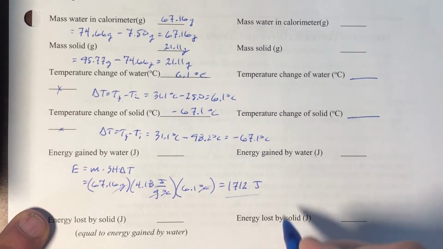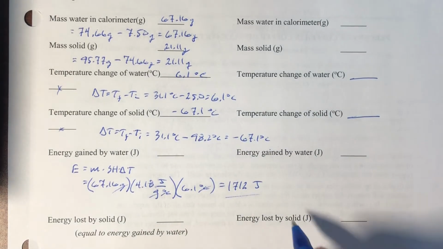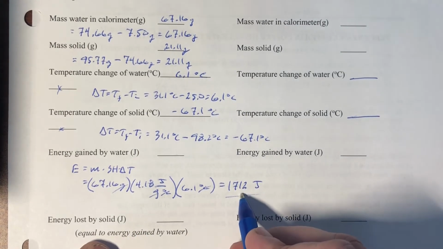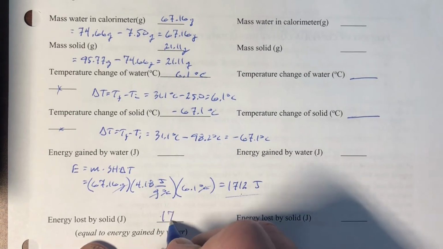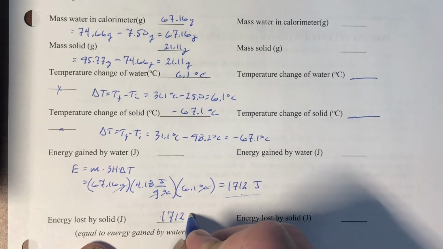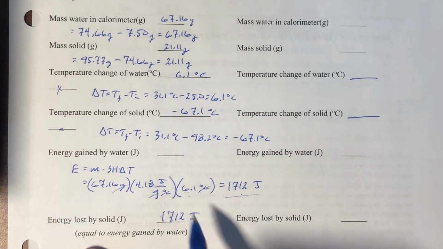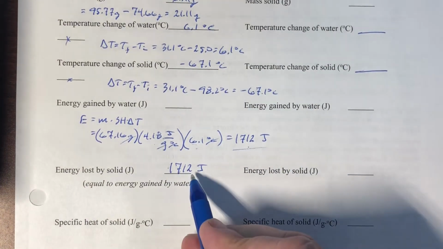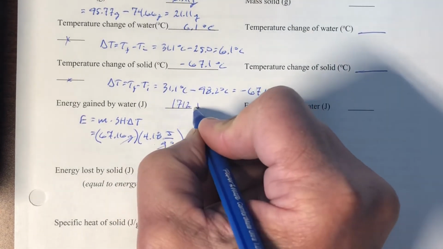All right, so that's how much energy was lost by the water when we added the hot metal to it. We don't calculate this energy lost by the solid. We're saying that if the water gained 1700 joules, then the solid must have lost 1700 joules. Again, probably 3 sig figs there, 2 sig figs really, 1700 joules. So we're just going to carry that number down, whether we call it 1712 or 1700.